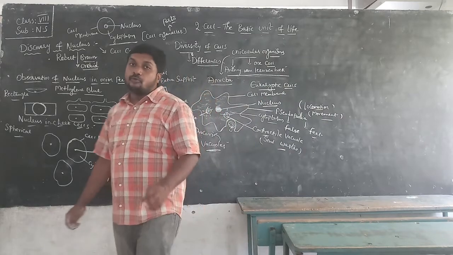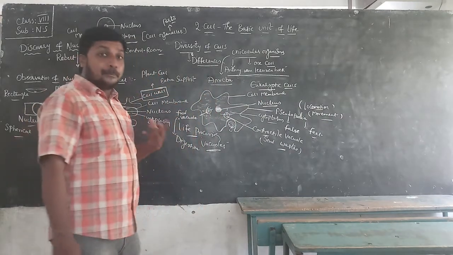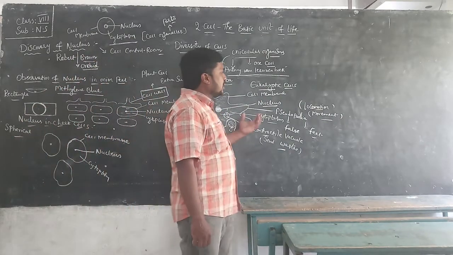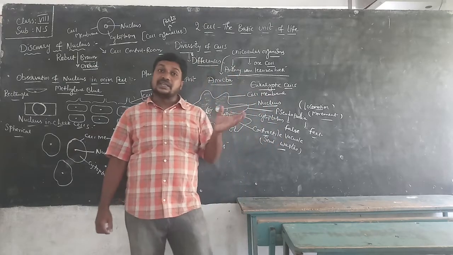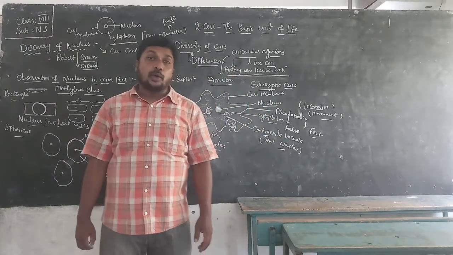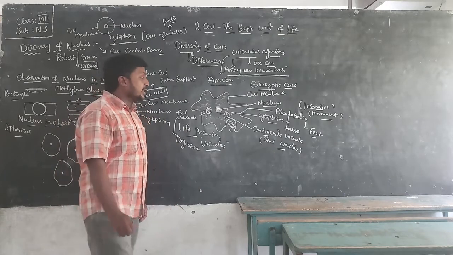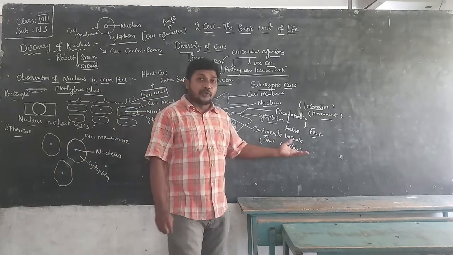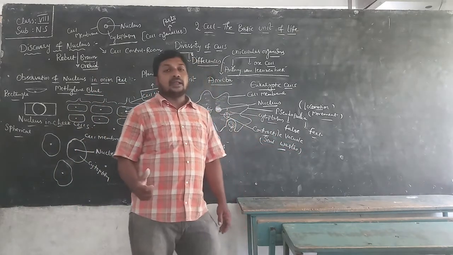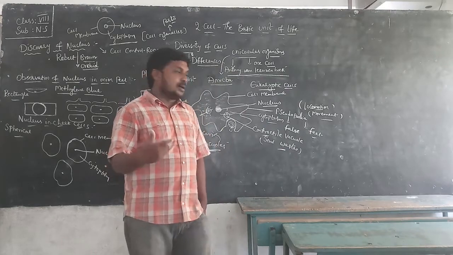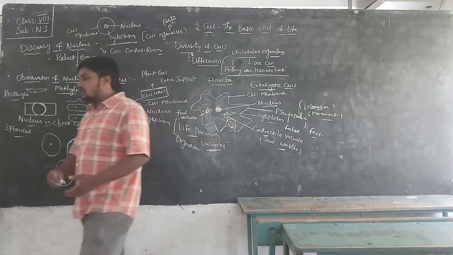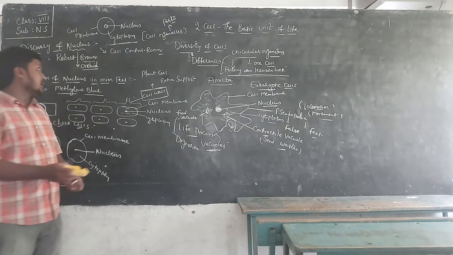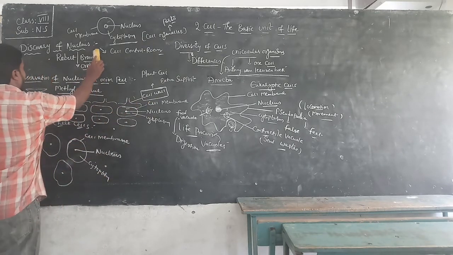At the time of movement, the finger-like projections may appear. After completion of movement, the finger-like projections may disappear. So that is called pseudopodia. Pseudo means false, podia means feet. They are not real feet. They appear at the time of movement. After completion of movement, they disappear. So this is about amoeba.